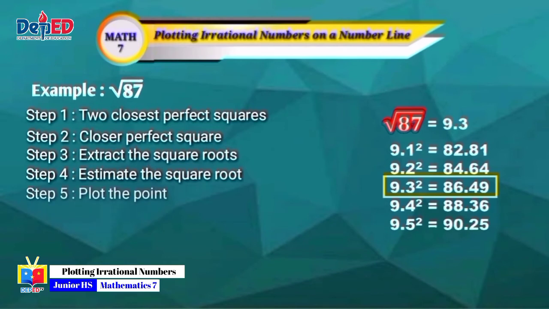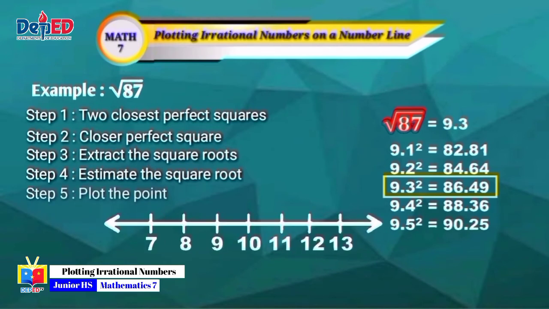Step 5. Plot the point. Since our two consecutive integers are 9 and 10, and square root of 87 is closer to 9, the point must be closer to 9. So, it should be located here.